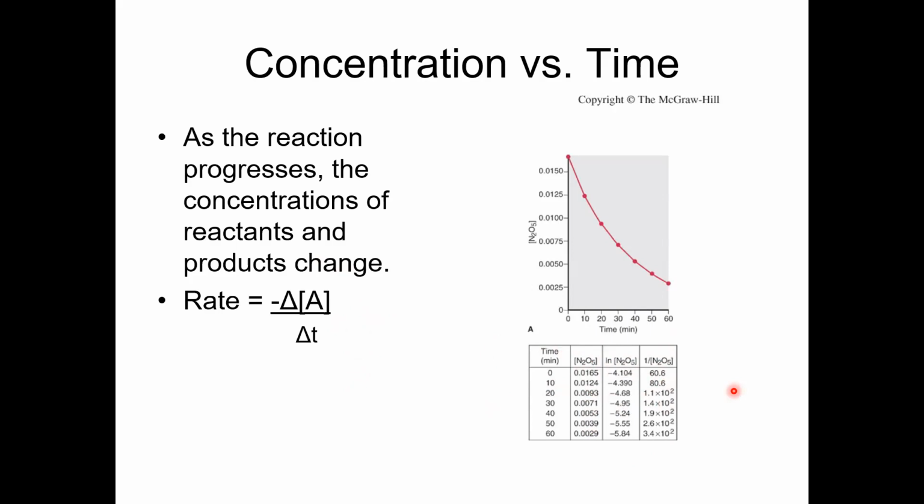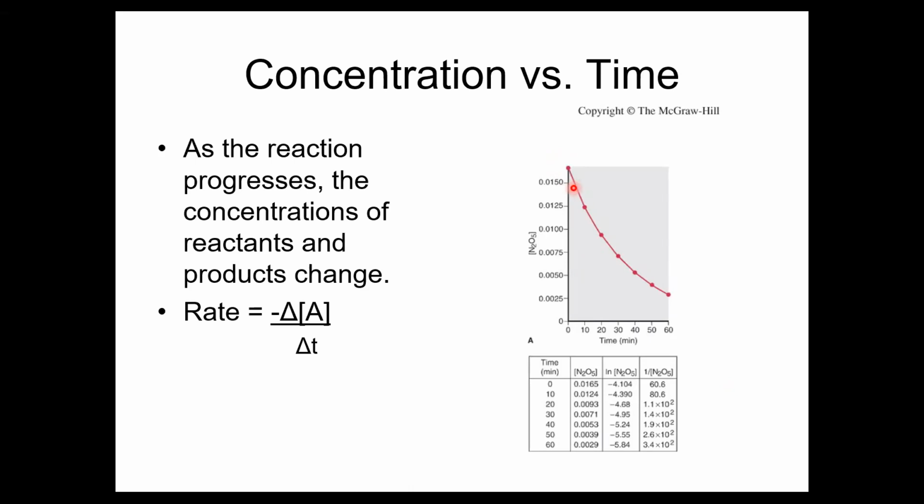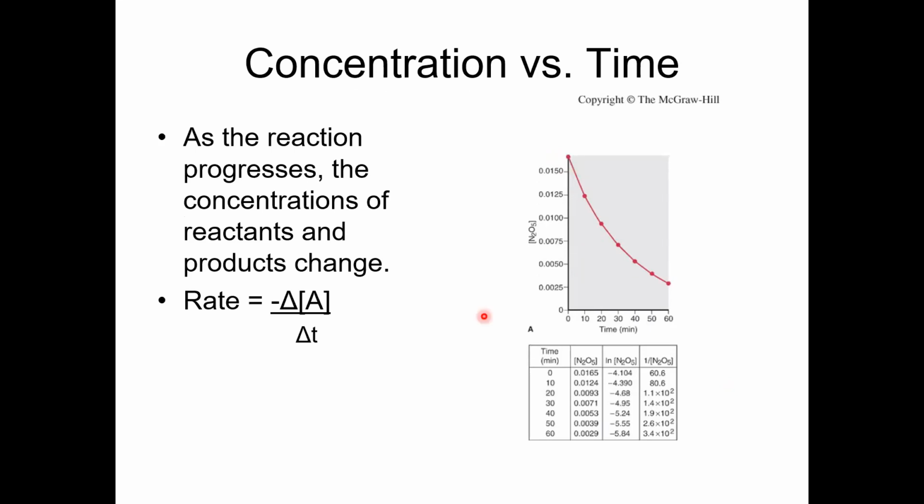But let's just remind ourselves that the slope of the line here, the rise over run, is the rate. So the change in the concentration, that's your rise, over the change in time, that's the run. That tells you the rate. And so when we take any 2 points, what we're looking at is the average rate over that period of time.